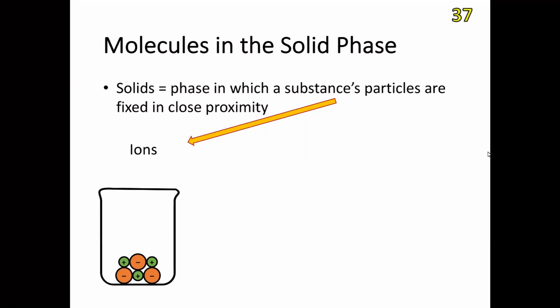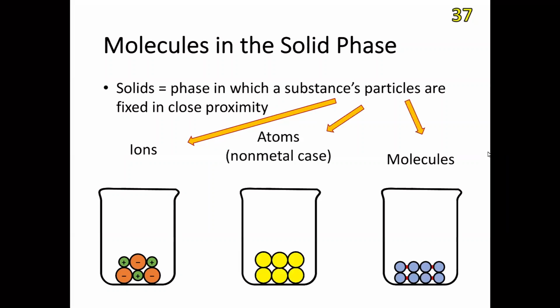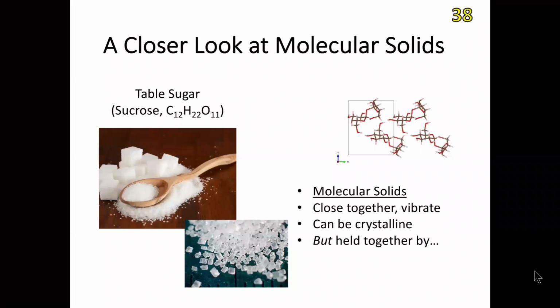When we have ions put together into an alternating pattern, they stick to each other in close proximity. That's an ionic solid, a solid made of an ionic compound. But we can also talk about atoms that have been arranged in a fixed pattern, as well as molecules, where molecules have actual bonds connecting atoms together to make a pattern in the solid phase. What actually makes molecular and atomic solids different from ionic solids? That's what we'll investigate. So to take a closer look, let's say, for example, table sugar.